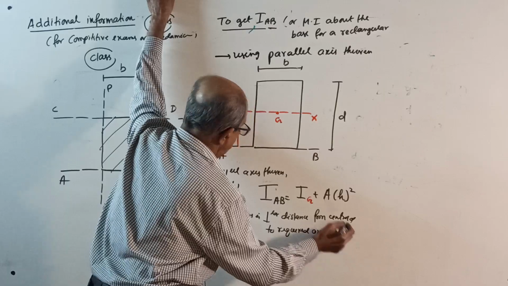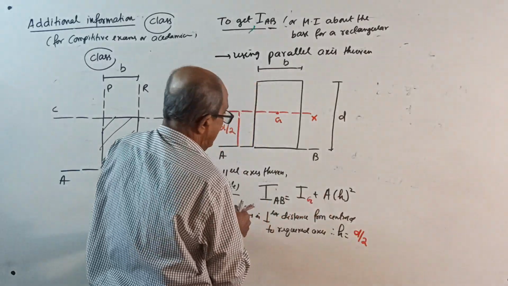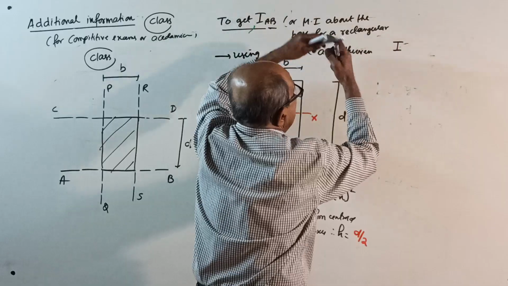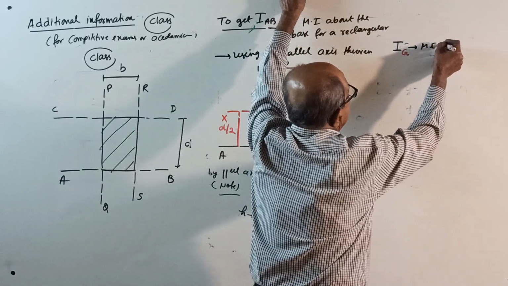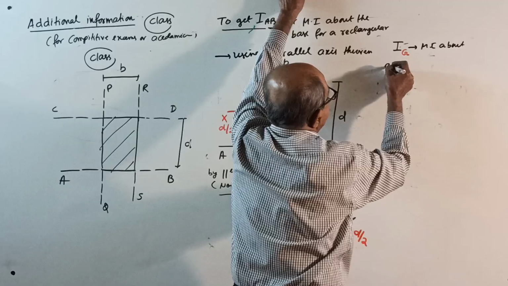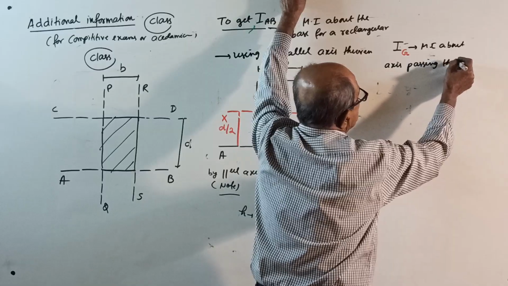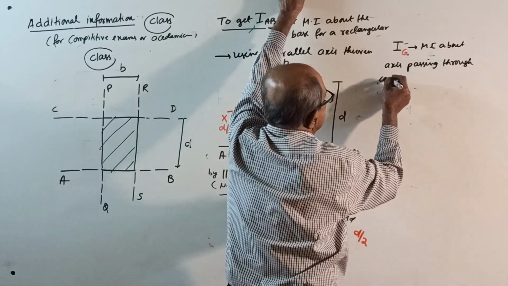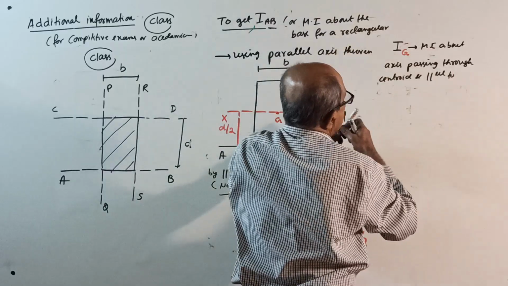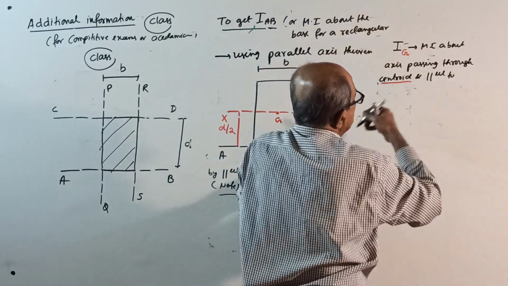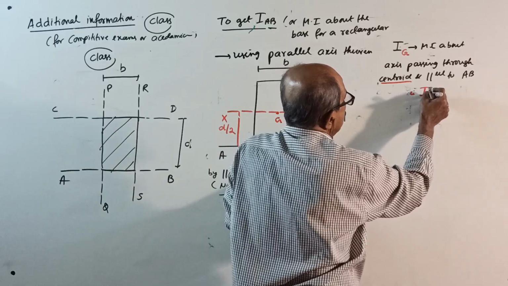Therefore, your H will be equal to D by 2. And IG is the moment of inertia about an axis passing through the centroid and parallel to the required axis AB. That is nothing but your I about XX.